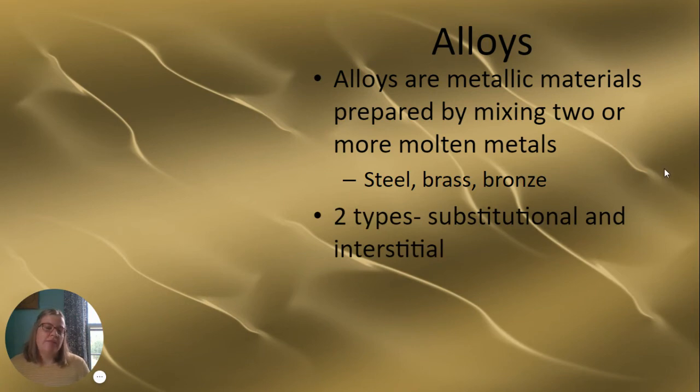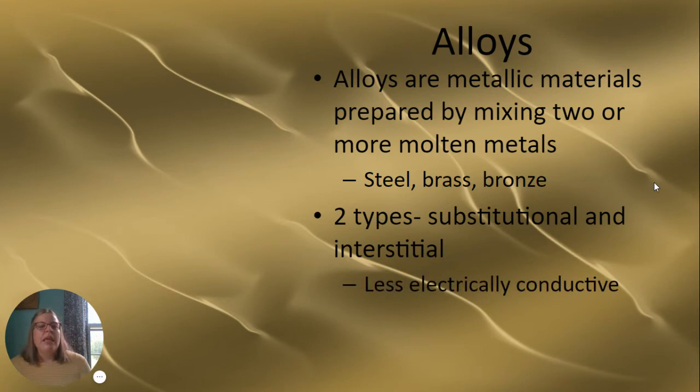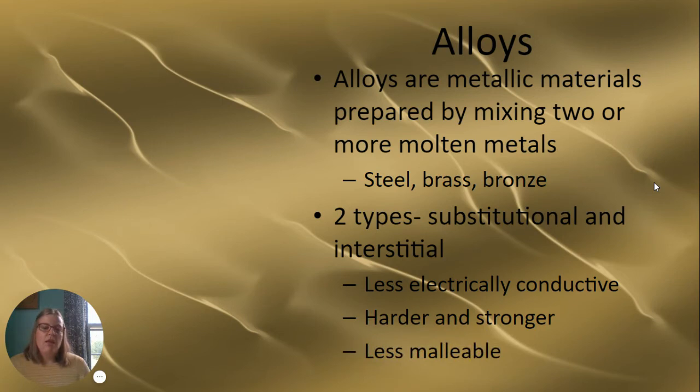There are two types of alloys that we see, and they are called substitutional alloys and interstitial alloys. And you will need to know the difference between those. But if you understand what the name means, I think it makes the type of alloy easier to understand. Alloys are typically less electrically conductive, and we'll talk about why that happens in the next slide. They are harder and they are stronger than their parent metals as well, and they tend to be less malleable. So they kind of firm up, let's say, the different metals that you encounter in their pure forms.